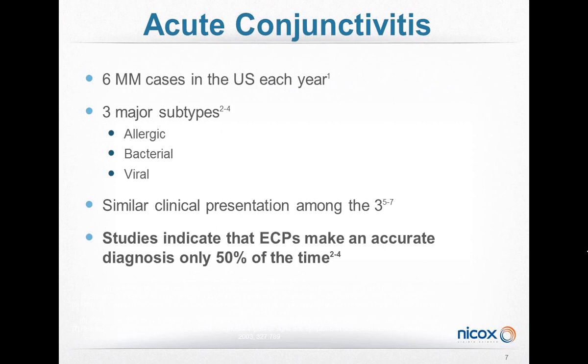So acute conjunctivitis occurs in 6 million cases each year, so it's a huge number of patients as a percentage, and we said the three main types: allergic, bacterial, and viral. The fact, though, is that viral is much more common than we originally thought, and we're going to talk more about that, and yet we've never really treated it effectively, meaning we didn't have topical antivirals in the past.